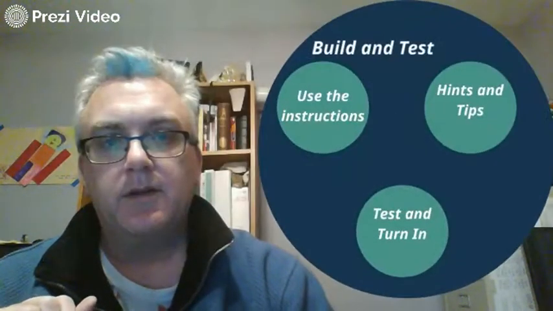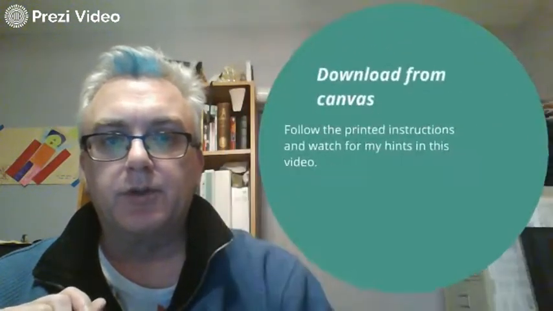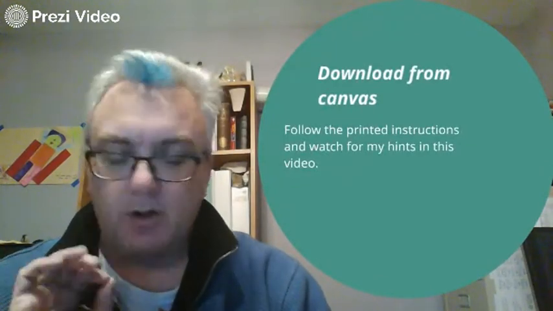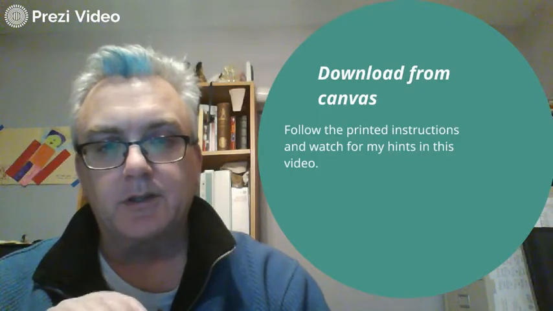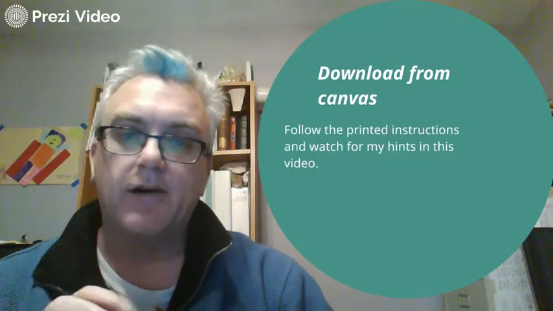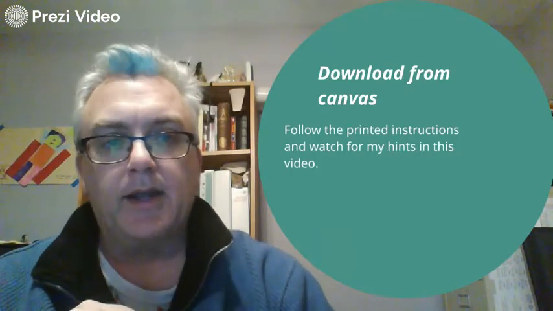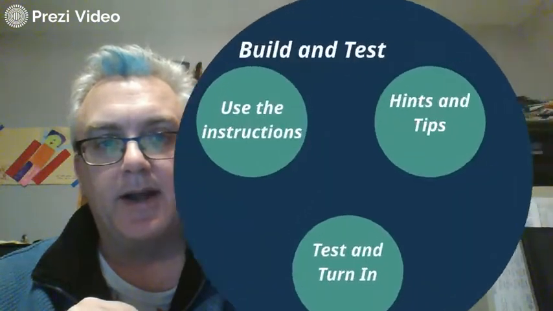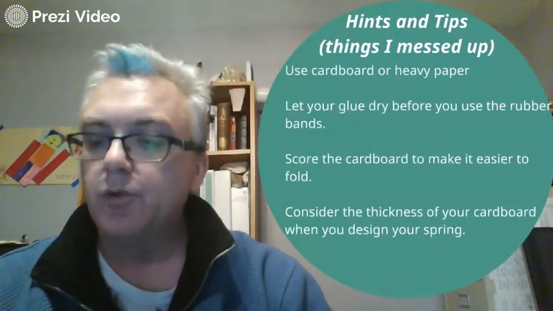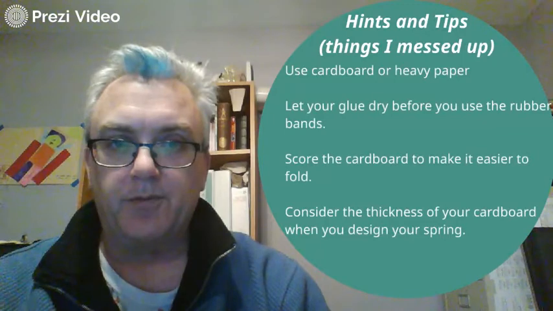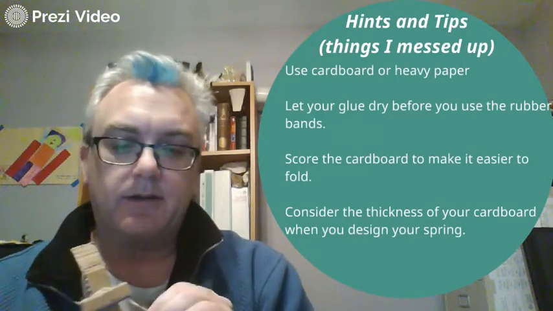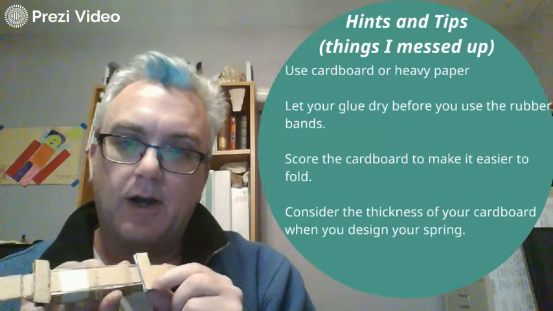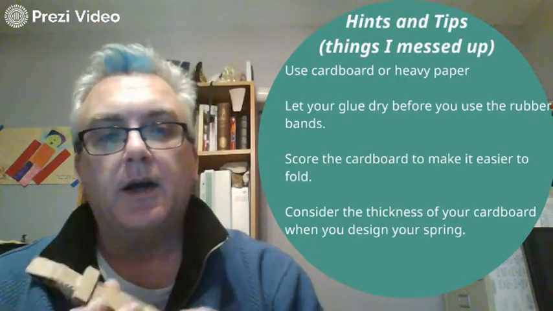All right. And then when you're building it, use the instructions. Download them from Canvas, or follow that link on Canvas and you'll get to the instructions. It'll tell you how to put them together. And some tips that I have: use cardboard or heavy paper like I said before. Let the glue dry before you put the rubber bands on. I made that mistake early on and I broke off the little piece here where the rubber bands go.